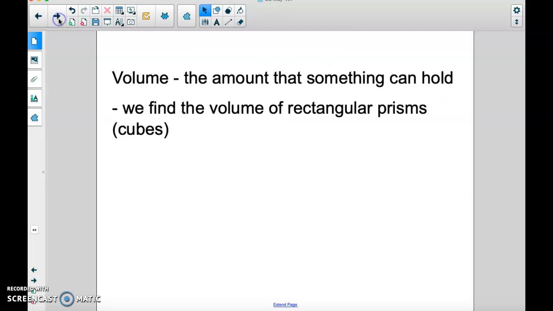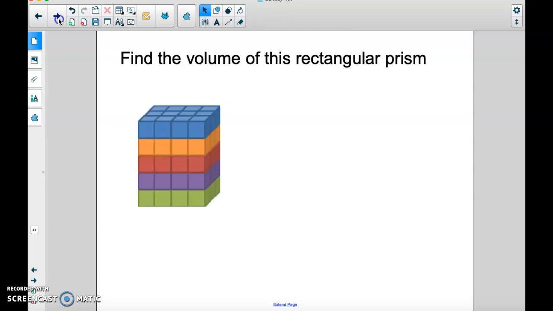Okay, so to start off, let's just review what volume is. When we are finding volume, we are simply looking at the amount that something can hold. Okay, so we find volume of rectangular prisms, so like cubes or boxes, right? If you remember, beginning of the year, we did a lot with Brad's baseballs. Don't worry, Brad is coming back today. So that's how we're going to be using volume.